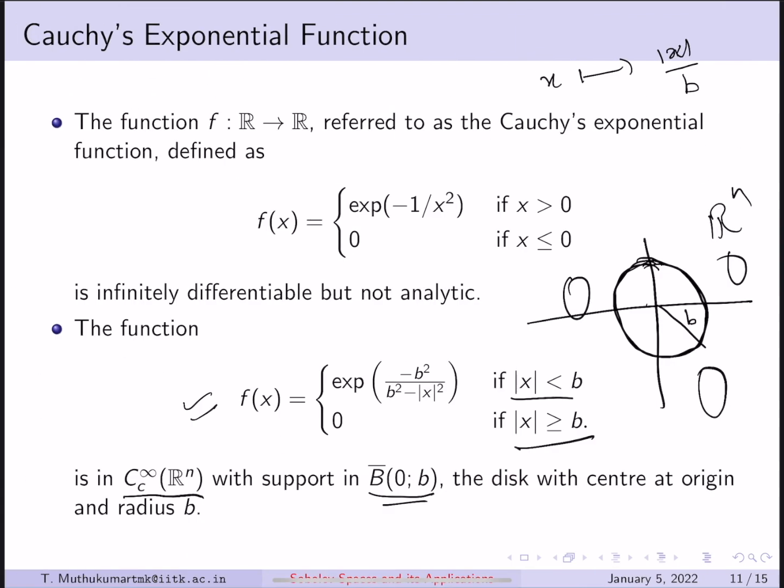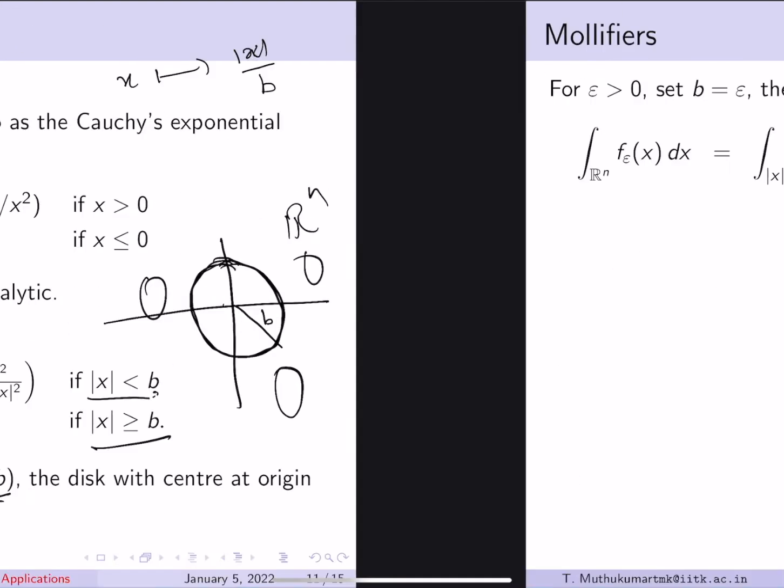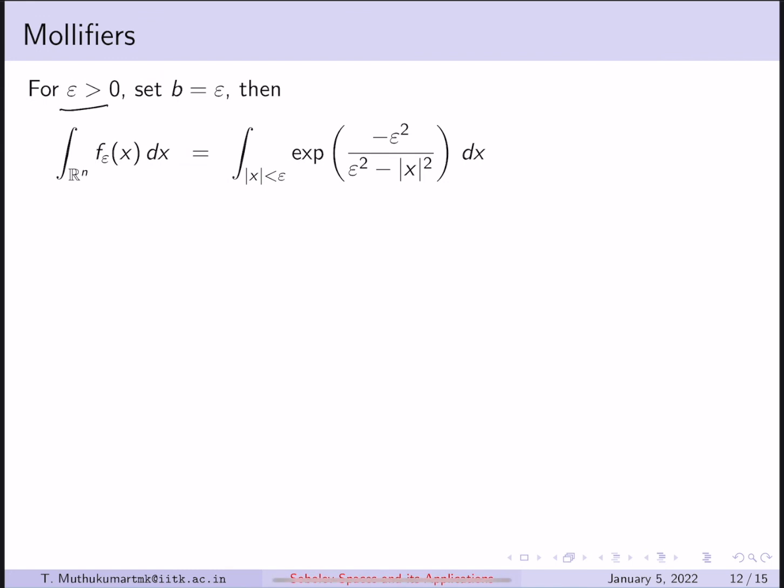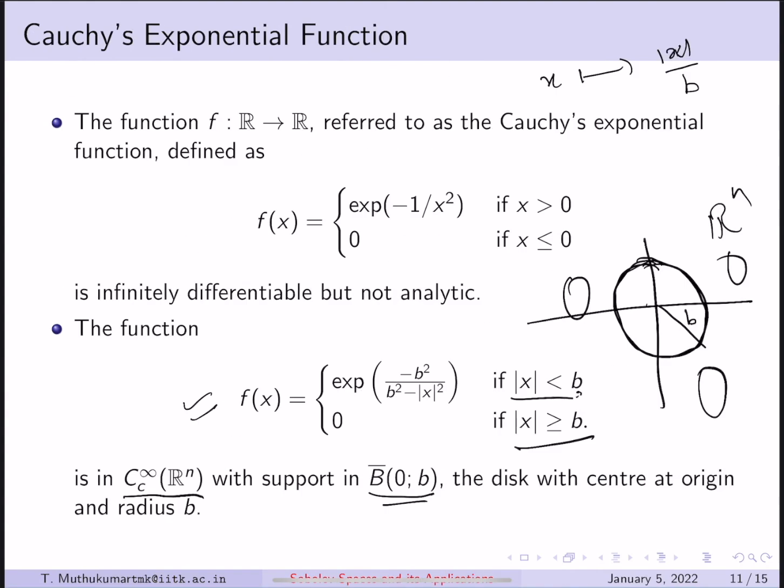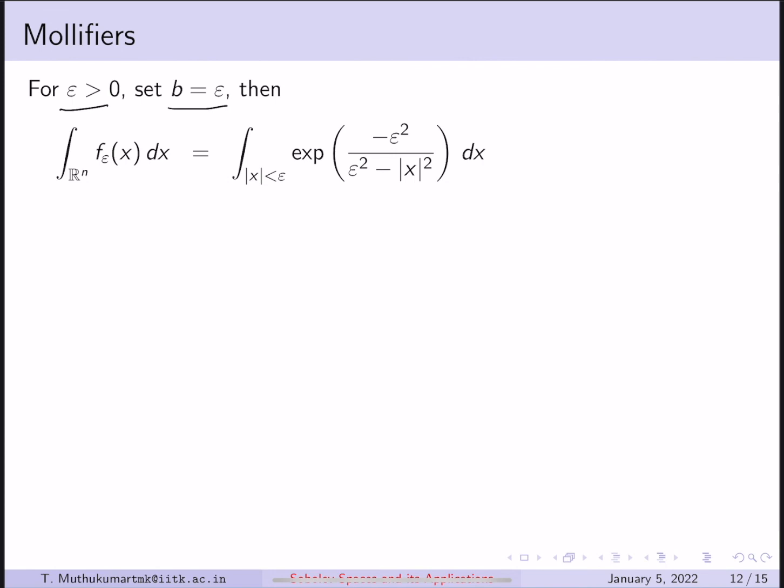Right. So in the previous example, instead of b, if you take the ball of radius epsilon, for each epsilon, and make the radius of the ball to be epsilon, then take this function. Because it's for epsilon, I am calling this f epsilon. So f epsilon is precisely the function that I have there, and I'm just integrating that because outside the ball it's 0, so the integral is supported only inside the ball.